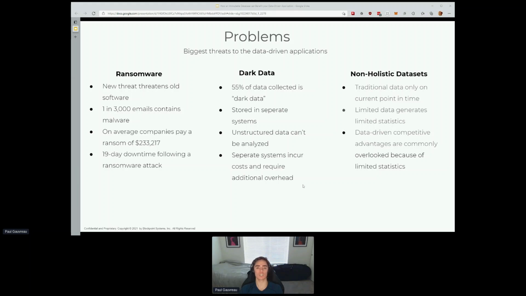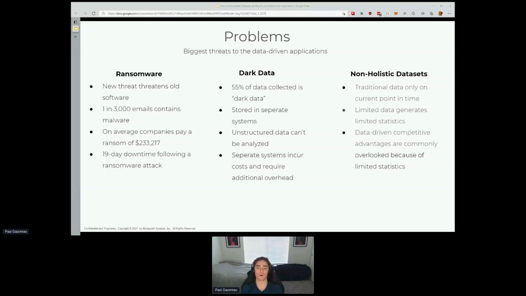Then the next thing is dark data. Dark data is data that's collected that is not used. So whether that be unstructured data that you can't analyze, or you've got multiple databases in your data warehouse and you can't join between that data, so you're losing valuable insight into how that data relates to one another. And then the third problem that we'll go into is non-holistic data sets, right? Traditional databases only store data at a current point in time. And so this gives you limited data, right? Generates limited statistics.